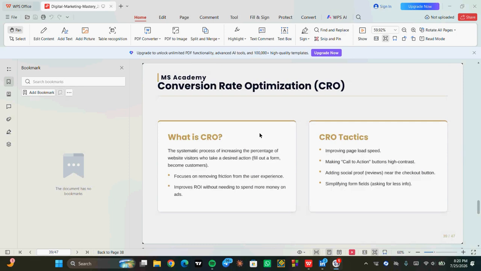So improving payload speed of your website where your products are is a good conversion rate optimization tactic so that people will tend to want to buy more from you.